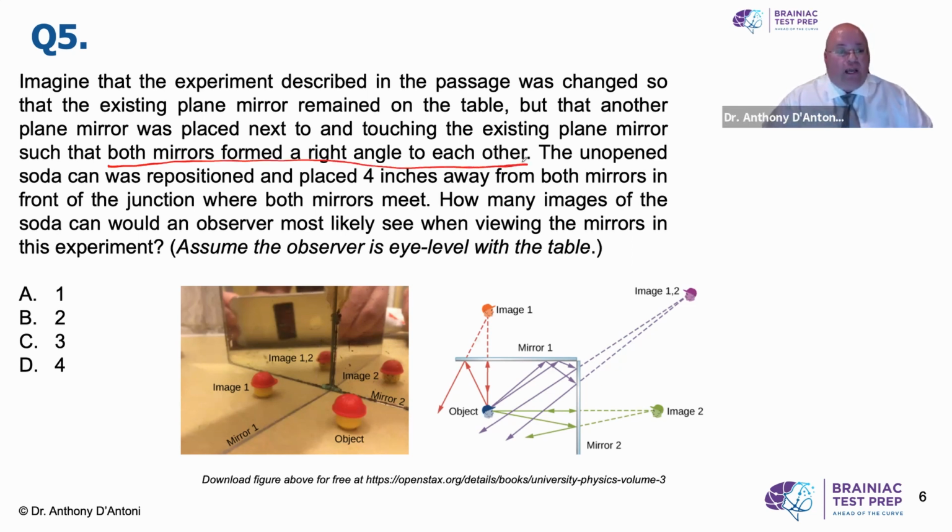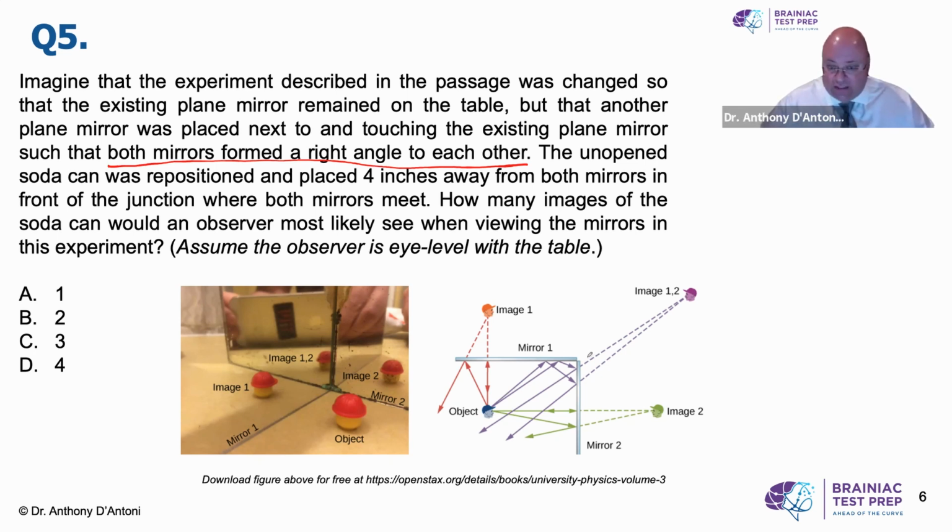The unopened soda can was repositioned and placed 4 inches away from both mirrors in front of the junction where both mirrors meet. How many images of the soda can would an observer most likely see when viewing the mirrors in this experiment? Assume the observer is eye level with the table. So when you do this question, you would not have access to this figure. I've placed this figure here so that we can go through the question.